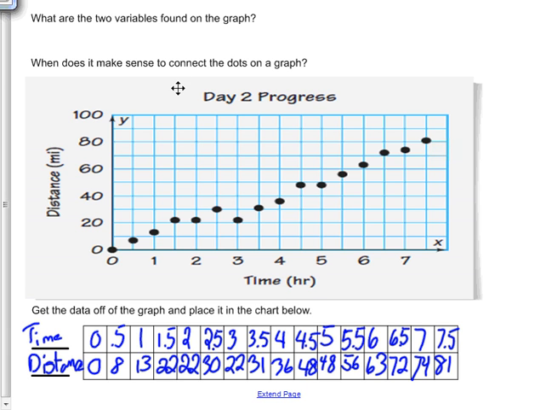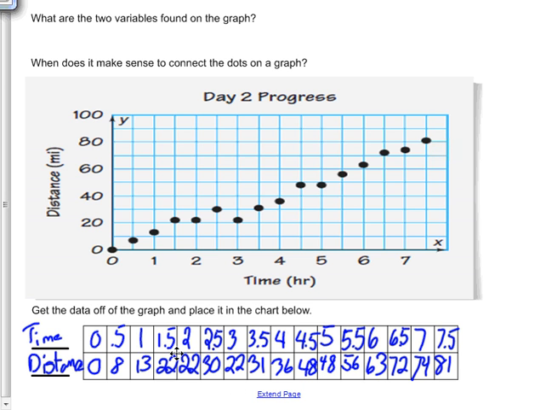Now, I want you to be aware that this is the distance they are from the last city. So at 0 hours, they were 0 miles away. But then they were 8 miles away, and 13 miles away, and 22 miles away, and then 22 miles away. 30 miles away, but then they were only 22 miles away. So we'll have to look at that and explain that. 31 miles away, 36 miles away, 48, 48, 56, 63.